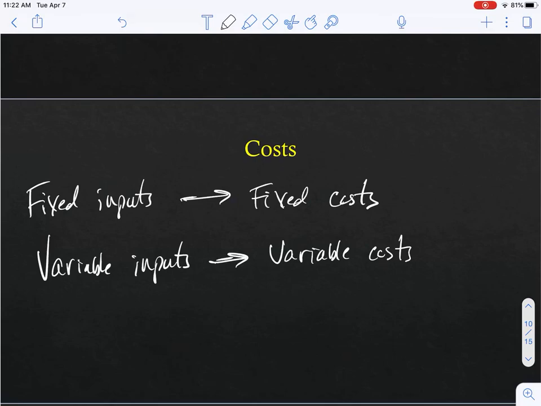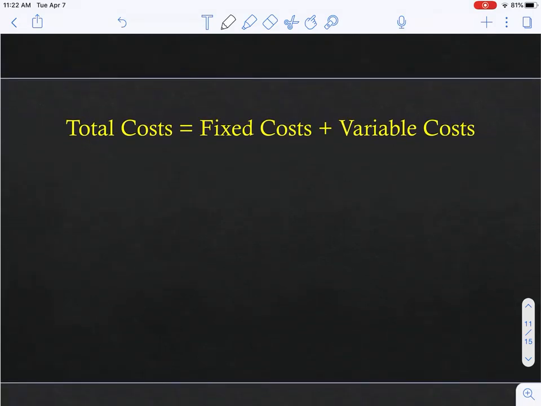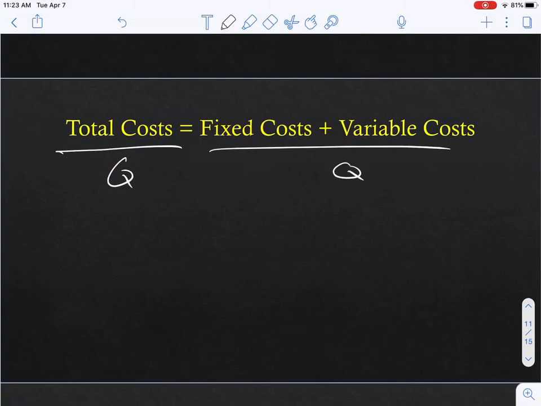And so since all of your inputs can be classified as either fixed or variable, that means that all of your costs can also be classified as either fixed costs or variable costs. So we can write an equation like this, that total costs are equal to fixed costs plus variable costs. Okay, so that part's pretty straightforward. I want to do a little bit of algebra to it. If this equation is true, what happens if we do the same thing to both sides? Well, then it's still true, right?